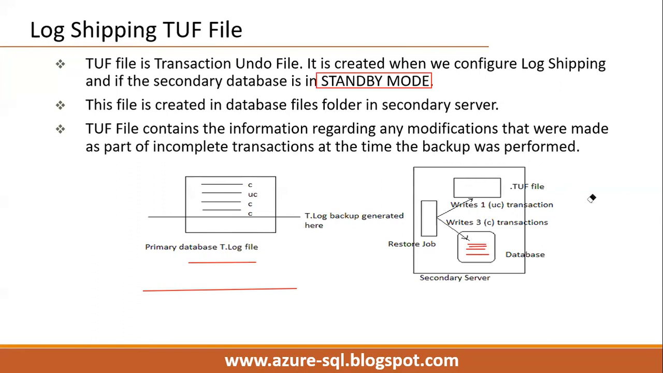That is it. Basically, we have to understand the first point: the tuf file is created on the secondary server if the database is in standby mode. Second point, the tuf file maintains uncommitted transactions. Third point, the restore job uses the tuf file. For example, if the tuf file is deleted tomorrow, the restore job will not work.